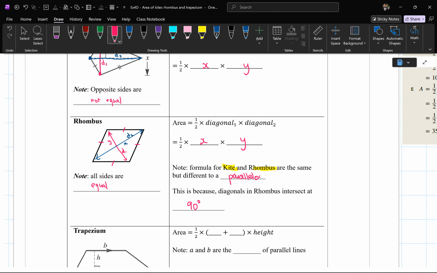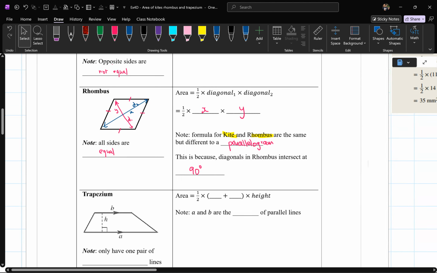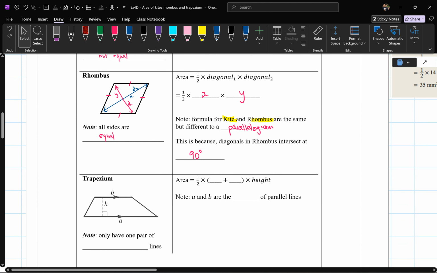Copy that down. So the formula for kite and rhombus is the same, but it's different to a parallelogram. This is because the diagonals actually intersect at 90 degrees. So that information there is good for those students who do reasoning questions. If you're wondering why, one of the key facts is that a rhombus and a kite, their diagonals will intersect at 90 degrees, whereas a parallelogram doesn't. Okay? That's only for those who do reasoning questions and enrichment questions, and that's a fact to know.